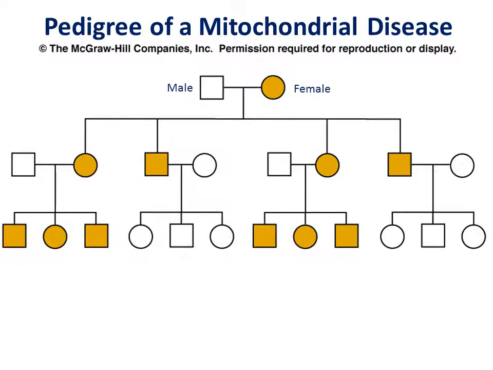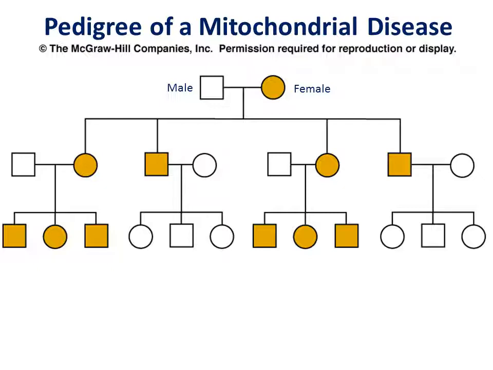So if you're going to look at a pedigree of a particular mitochondrial disease, what you'll see is that if a female is affected, all of her offspring will be affected, whether they're male or female. However, since only the females are passing on their mitochondrial DNA, only her daughters will then pass on that mitochondrial disease to her offspring.